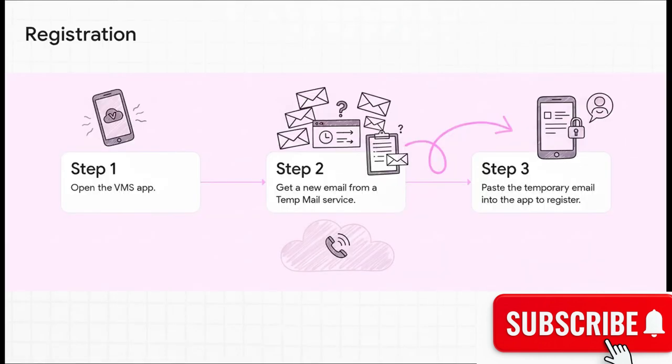And the process itself? It's incredibly simple. Seriously. Step 1, you open up that VMOS app. Step 2, you pop over to any temp mail website and grab a new email address. And step 3, you just paste that email right into the app to register. That's literally it. You're now a brand new user in their system.